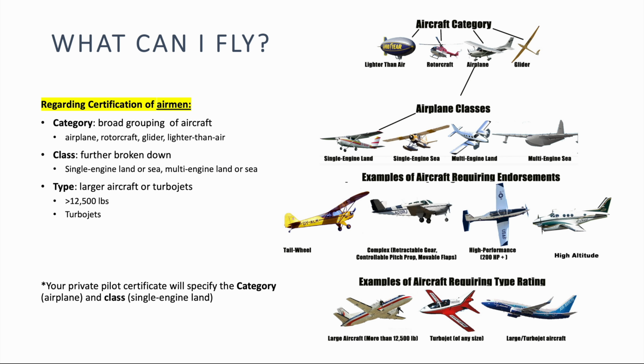So as a private pilot, what are you allowed to fly? It really depends on a few things, something called category, class, and type. Category refers to a broad grouping of aircraft. You see the top row right there, those are all considered aircraft. That refers to lighter than air, rotorcraft, airplane, and glider. Class is a more specific version of the category. So you can have airplane class, and that refers to single engine land, single engine sea, multi-engine land, multi-engine sea.